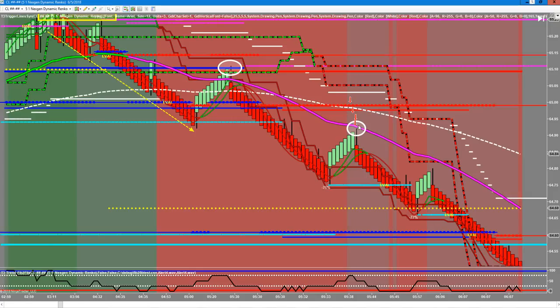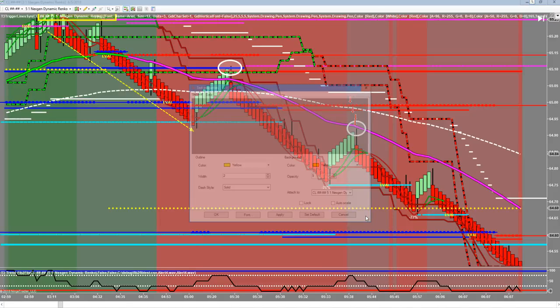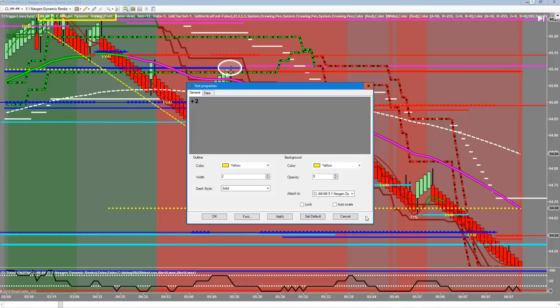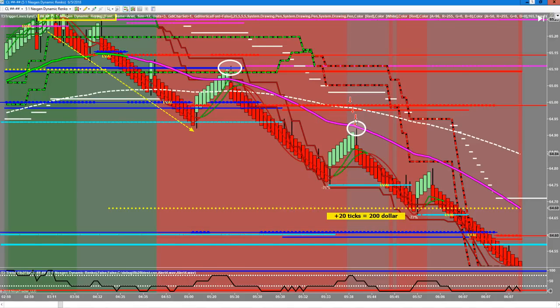And again, the idea, guys, is 20 ticks equals $200. Can you make more? Sure. Can you do this on a bigger chart and take bigger trades? Sure. You've got to get the look down first. That's the only way you're going to be a winner. You've got to get the look down first, and then you have to practice the look.